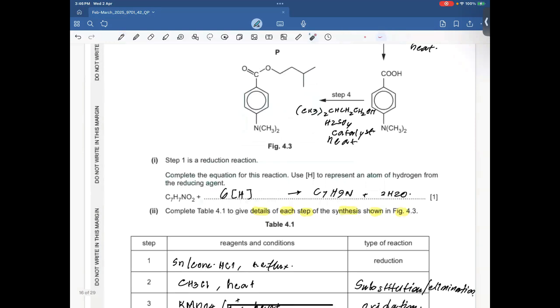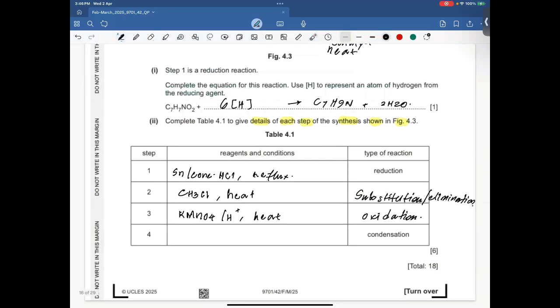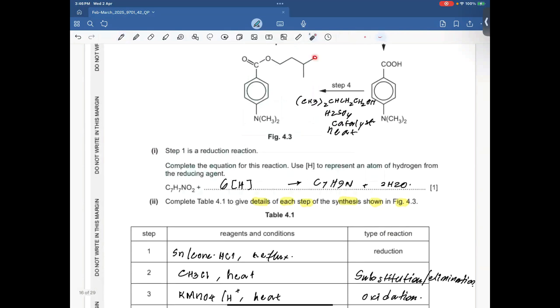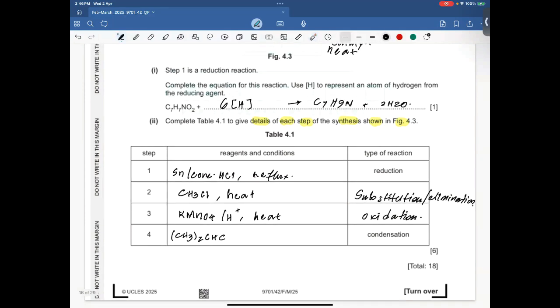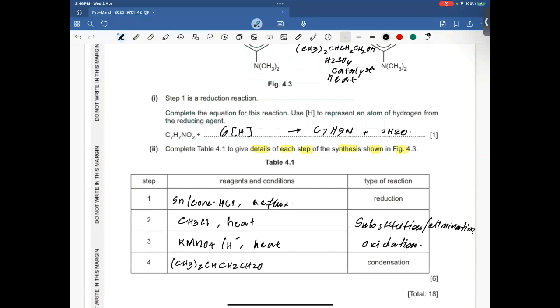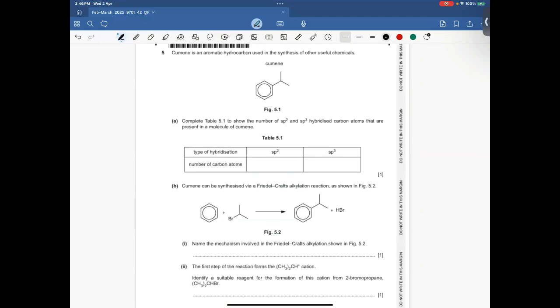So I'm going to write this structure as it is. CH3 taken to CH. अब चेक कीजिए, ये भी CH3, ये भी CH3, ये CH, ये CH2, ये भी CH2 और ये OH क्योंकि अल्कोहल होगा. CH2, CH2, OH. This is your reagent. Concentrated H2SO4 is your catalyst under heat. Okay. That's the end of question number 4. Question number 5.